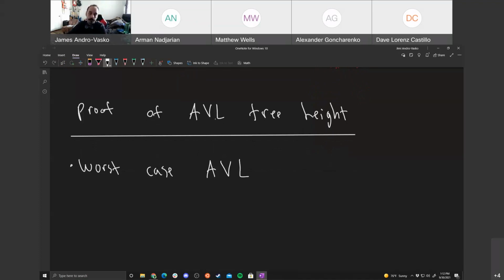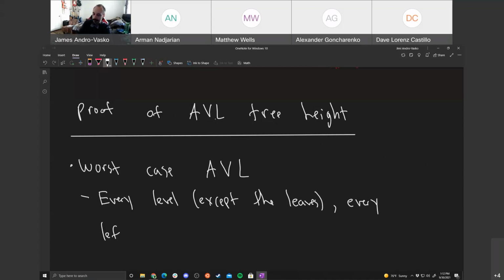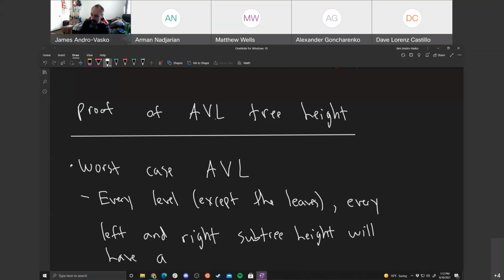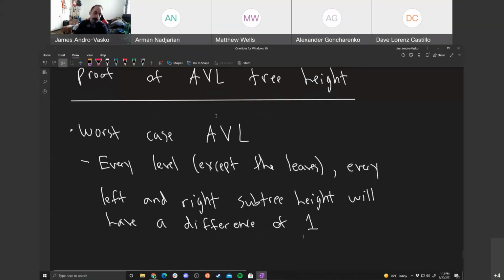I want to go into the worst case scenario. And is this worst case scenario going to be balanced enough? So we know for an AVL tree, the worst case scenario really is every level except the leaves, every left and right subtree height will have a difference of exactly 1 at every single level. That is the worst case for an AVL tree. Except for the leaves, this is going to be the worst case.